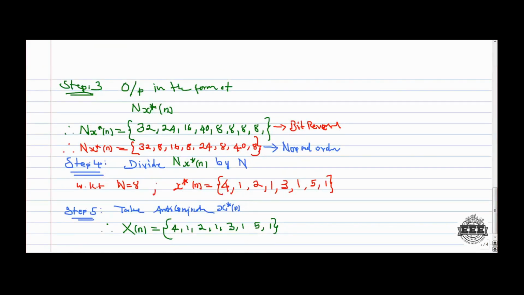So this is the final answer for your IDFT sequence. This is x of n after taking the anti-conjugate. So this is your final answer of the inverse discrete Fourier transform. That's all. These are the 5 steps that have been followed for IDFT.